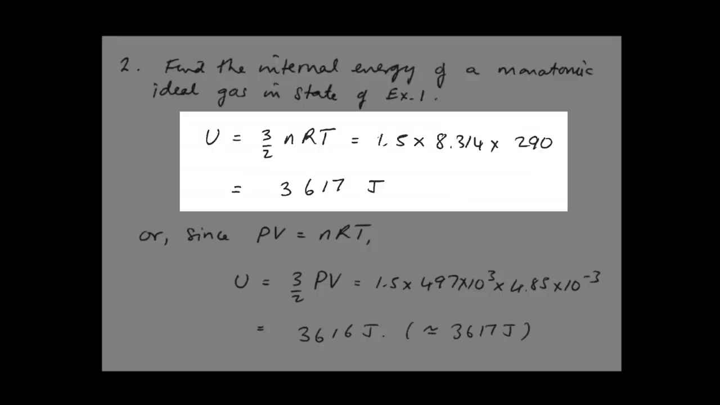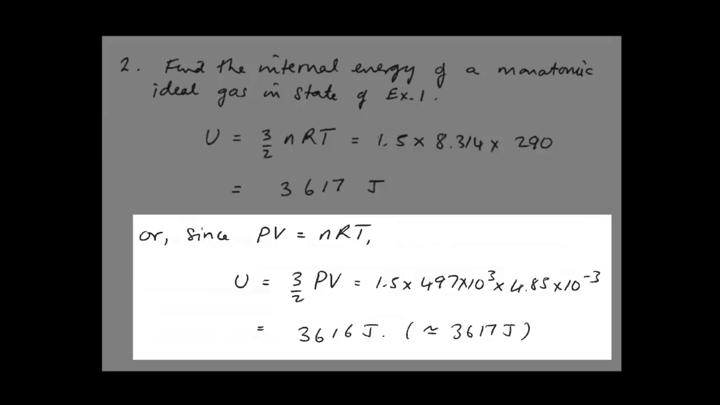Example 2. Find the internal energy of a monatomic ideal gas in the state of example 1. Well, a monatomic ideal gas has U equals 3/2 nRT, and if we put in the numbers, we find 3,617 joules. Or because we know that PV equals nRT, we can find that U equals 3/2 PV, and again 3,617 joules.